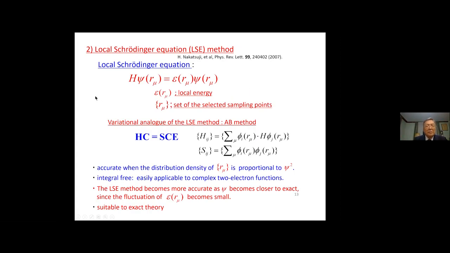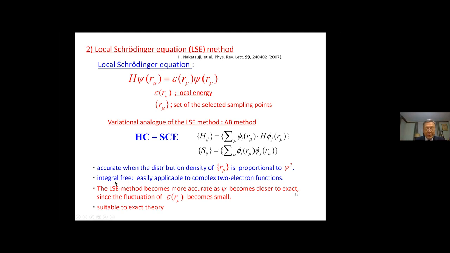So we propose to use the local Schrödinger equation method. The Schrödinger equation itself is a local equation. Here, this is the local energy, and R is the sampling points. We choose some set of selected sampling points, and we can get a variational analog of the LSE method like this. It's very similar to the variational formula. And this is accurate when the distribution density of R mu is proportional to mu psi 0. This is a basic principle of the sampling method.